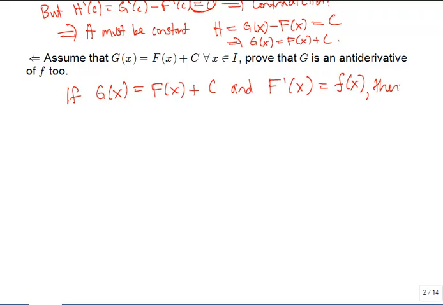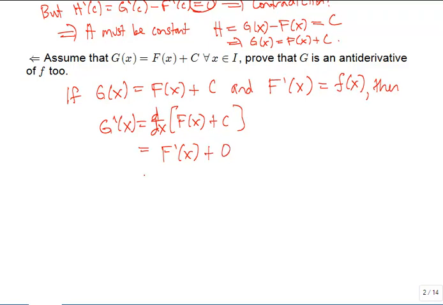Then g prime of x, therefore, would be the derivative of F of x plus c. And the derivative of capital F of x is f prime of x. The derivative of c goes to 0. And the derivative of capital F we know is little f, because capital F was an antiderivative.